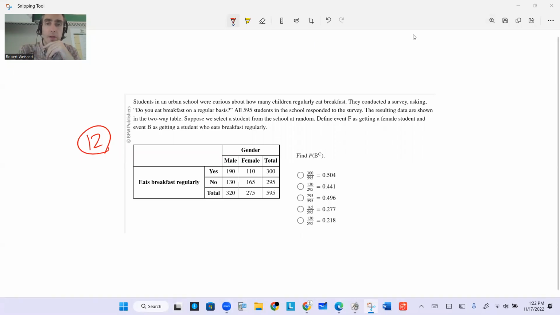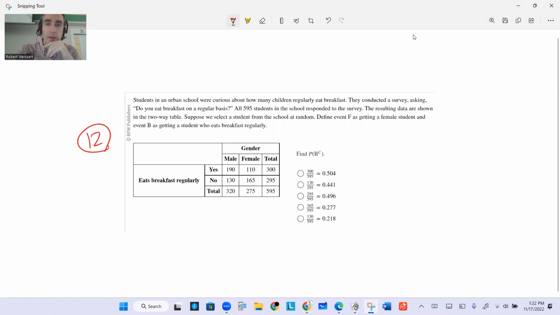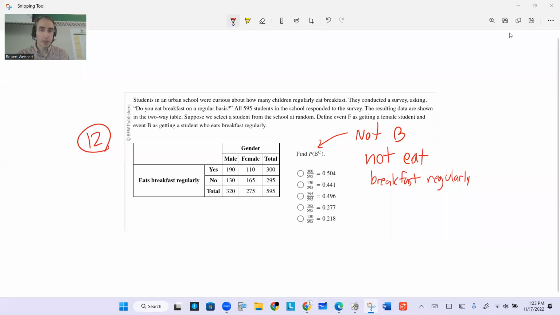All right, so we want to find the probability of B complement, that is not B. So we want to find the probability of those who do not eat breakfast regularly. And so if you look at the ones that do not eat breakfast regularly, in this case, it's just going to be 295 out of 595. So we're not looking at any of the male-female breakdown. It's just 295 out of 595. And so that'll be this fraction here. So it's going to be 0.496.